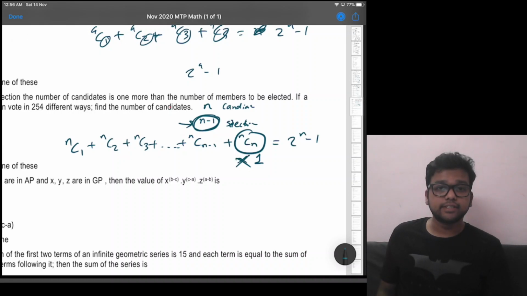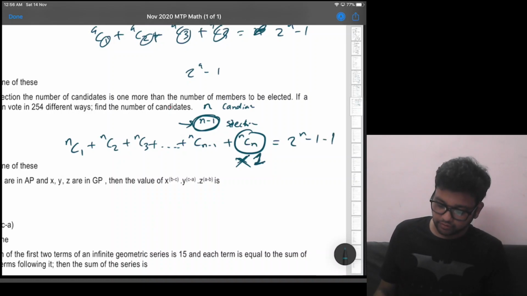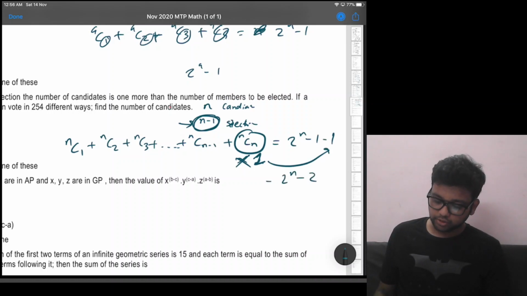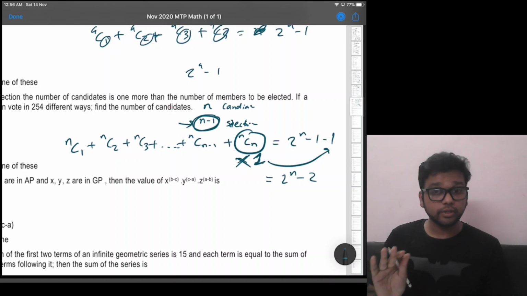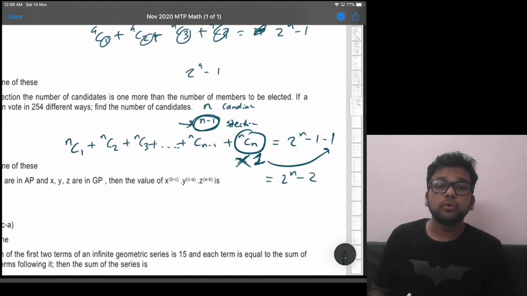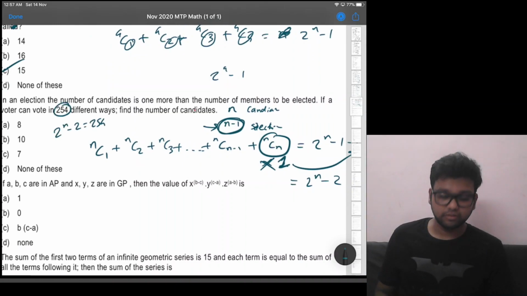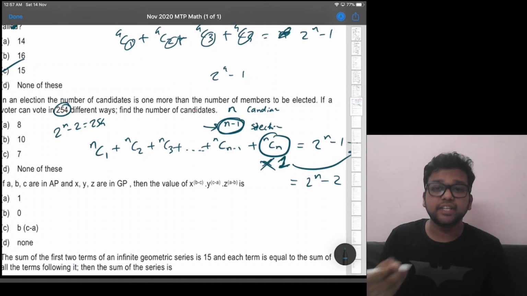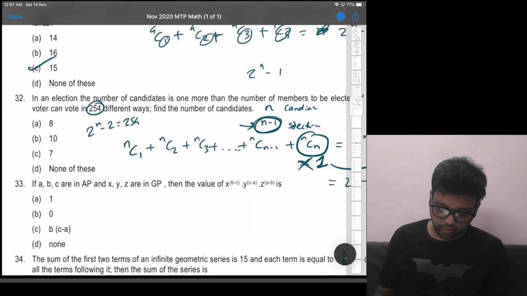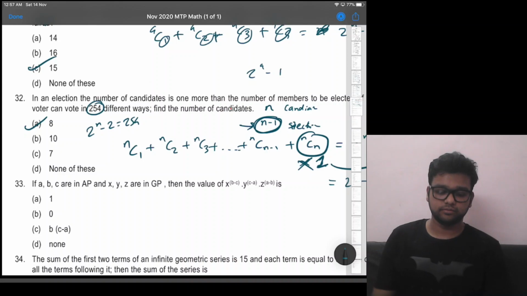But we don't want this. That means we have to subtract one more 1. Okay, for this is also 1, so we'll have to subtract this also from here. So it will be 2 raised to n minus 2. You can go by options also, but this is also good. 2 raised to n minus 2, and they have given that this is 254. That means 2 raised to n minus 2 is 254. That means 2 raised to n is 256, and we know that 2 raised to 8 is 256. Check.